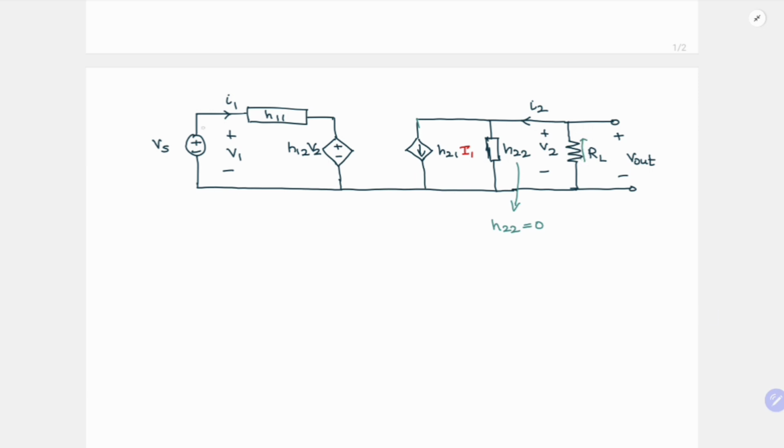Similarly, on the input side, when is I1 maximum? I1 is nothing but Vs minus H12 V2, divided by H11. So your H12 should go to 0. Then your I1 will become Vs by H11.